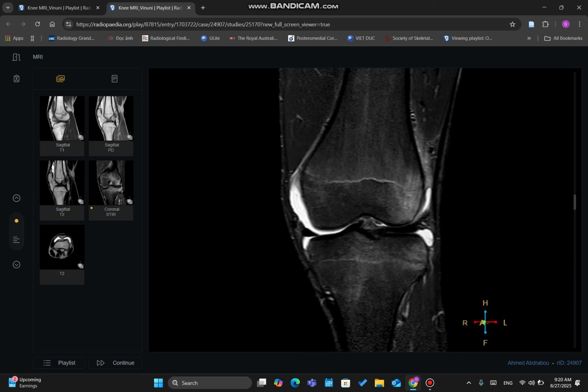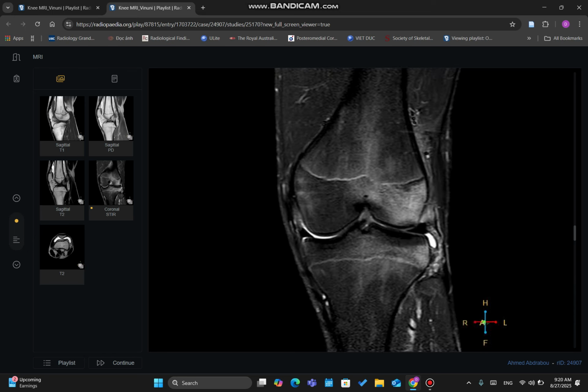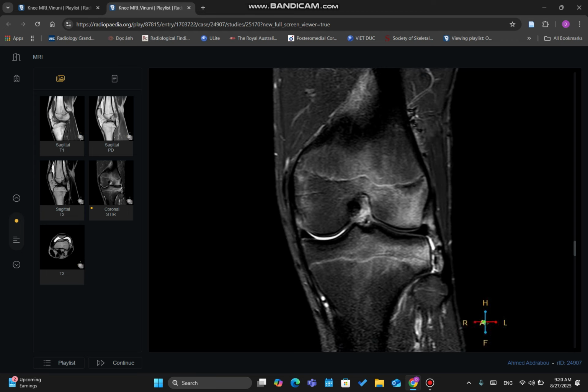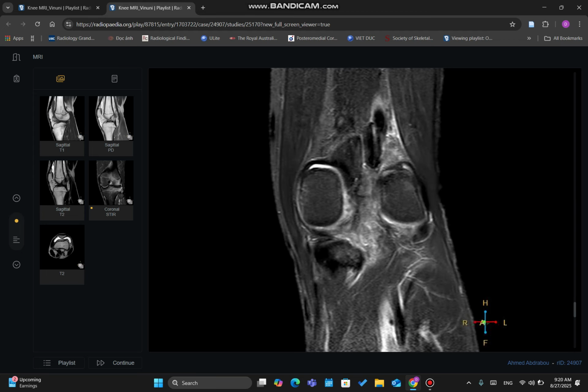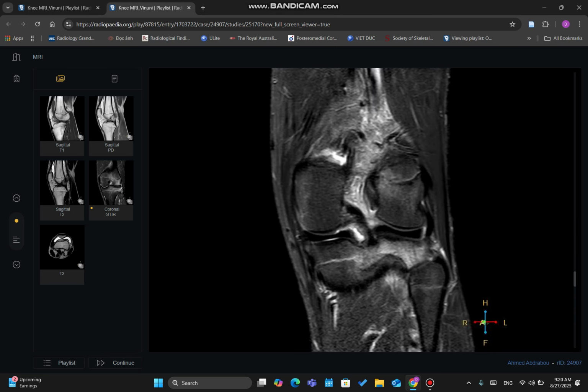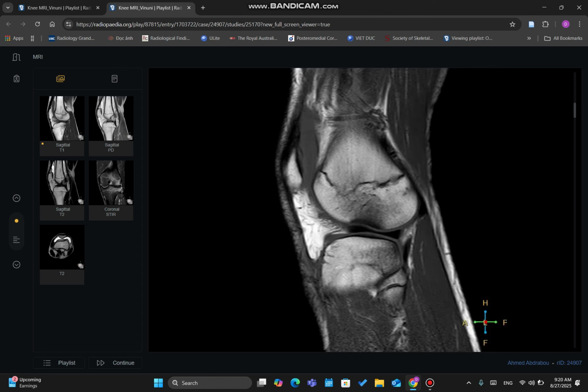The causes vary in many situations. In this case, you can see that most of the lateral epicondyle and the lateral aspect of the tibia are irregularly hyperintense in the PD fat-sat sequences, and hypointense on T1, which represents bone marrow edema.